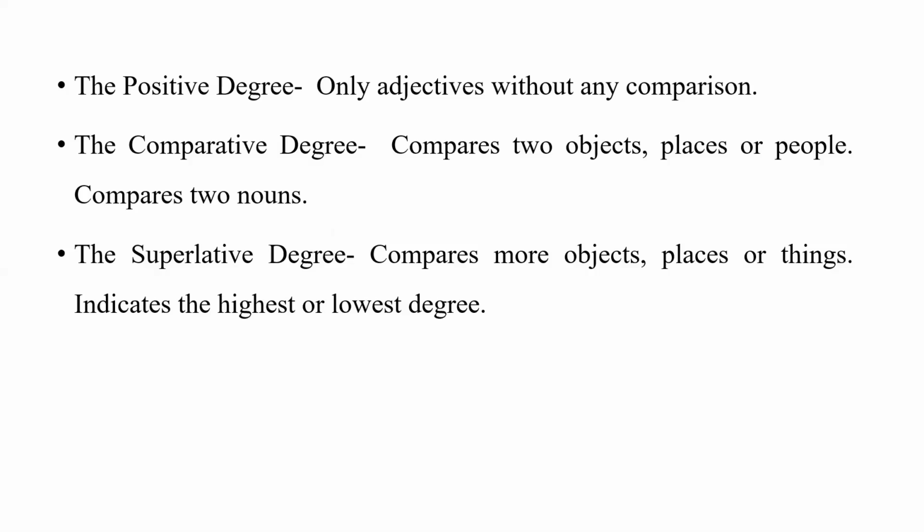The second is the comparative degree of adjectives, which compares two objects, people, or places. In the comparative degree, we use two nouns. The final one is the superlative degree. In the superlative degree, we compare more objects, places, or things. It indicates the highest or lowest degree.